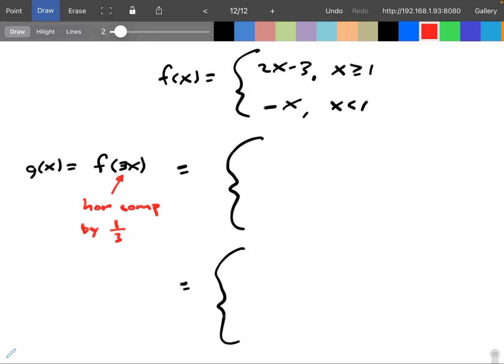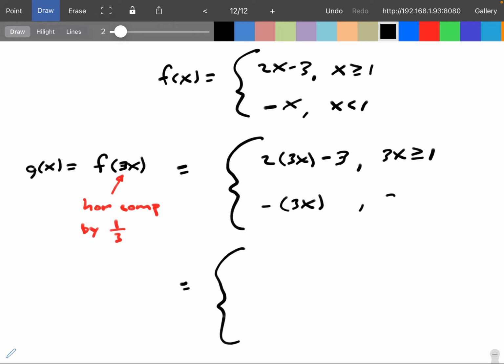Now remember, if you got a line and you squish it horizontally, it's actually going to get steeper, right? So think of a line with a slope of 2, and when you compress it horizontally, that line's actually going to get steeper. So let's see what happens. All right, so we got to put 3x in everywhere, right? So let's do it. This top piece is going to be 2 times 3x minus 3. And we got to remember to put that into the domain also.